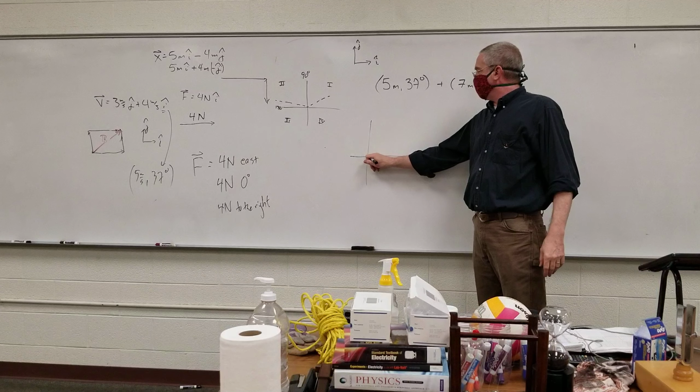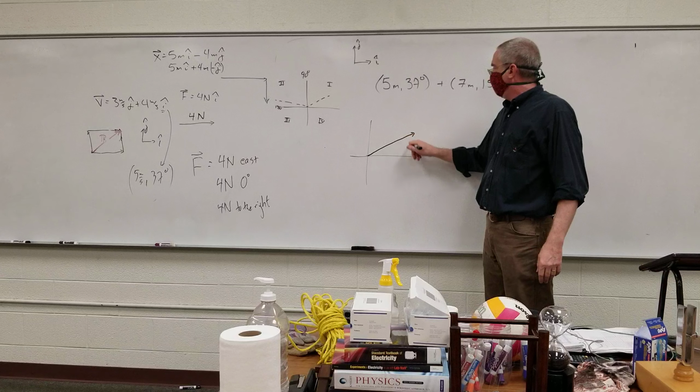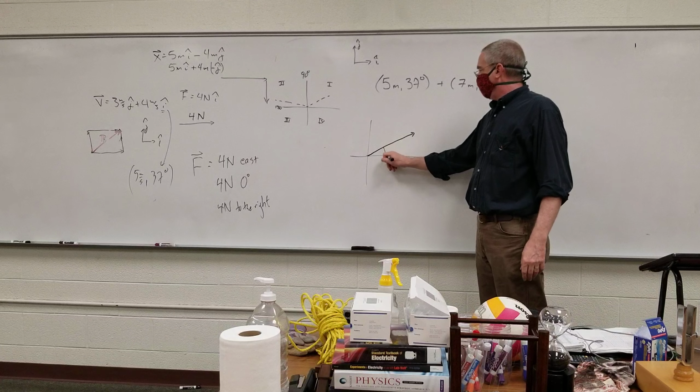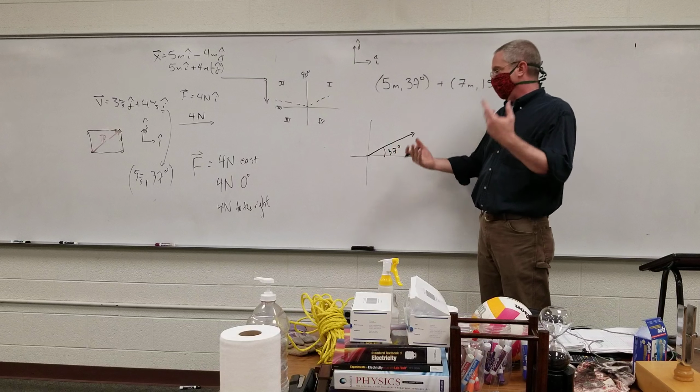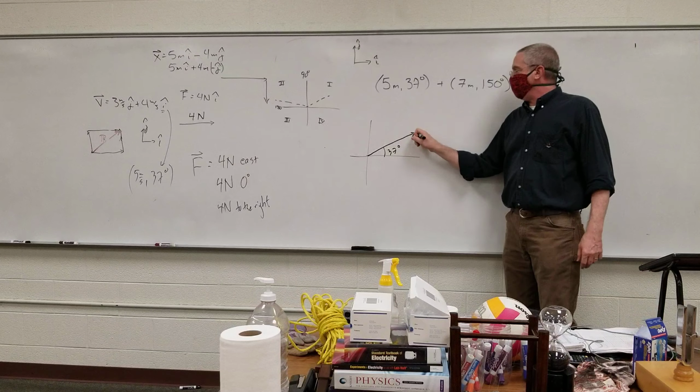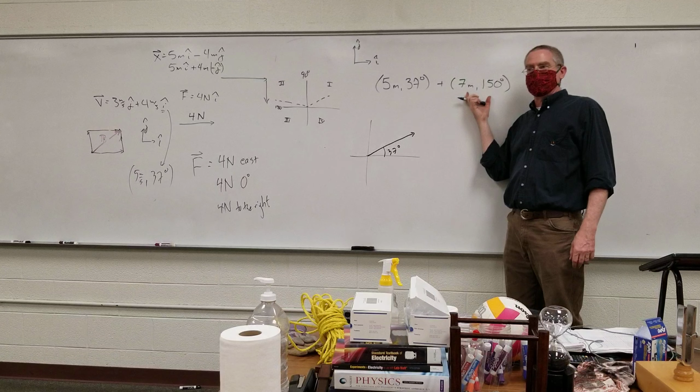So 5 meters, 37 degrees. I'm going to let that represent 5. And that angle, 37 degrees-ish. So once I'm here, I now have the second set of instructions. What do I do next?